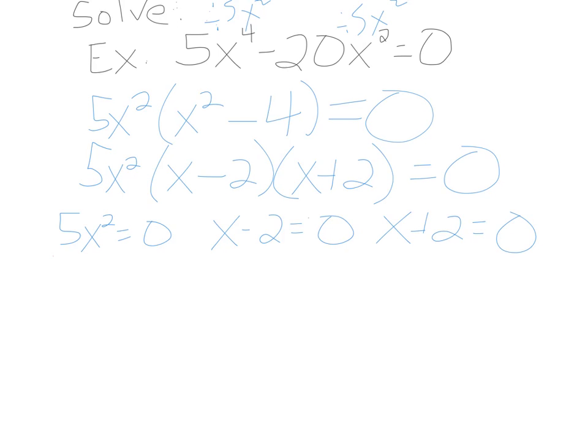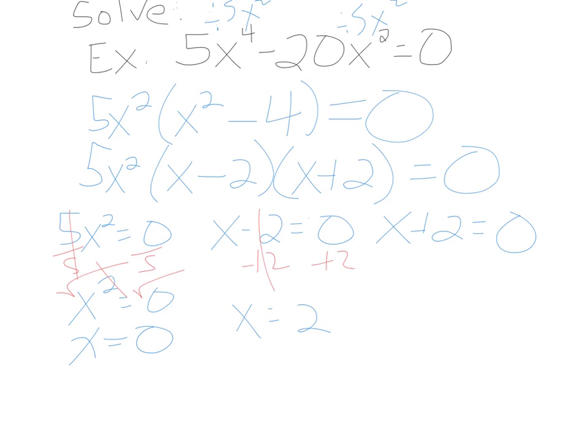Divide by 5, and we have x squared equals 0. Square root both sides to get rid of the squared. Normally when you square root both sides of an equation, you need to put plus minus in front of the square root on the right side, but positive negative 0 doesn't make sense, so we just leave it as a 0. Then we add 2, and x equals positive 2. We subtract 2, and x equals negative 2.